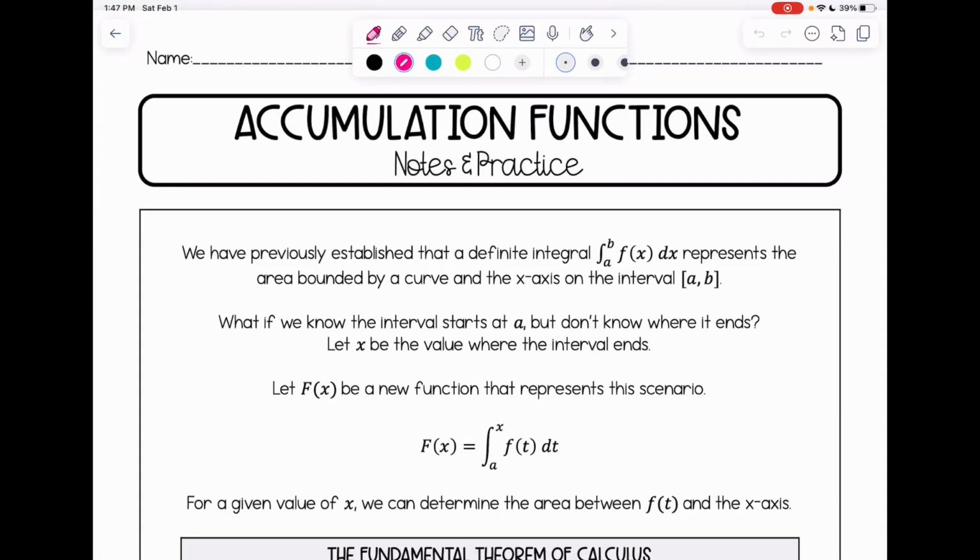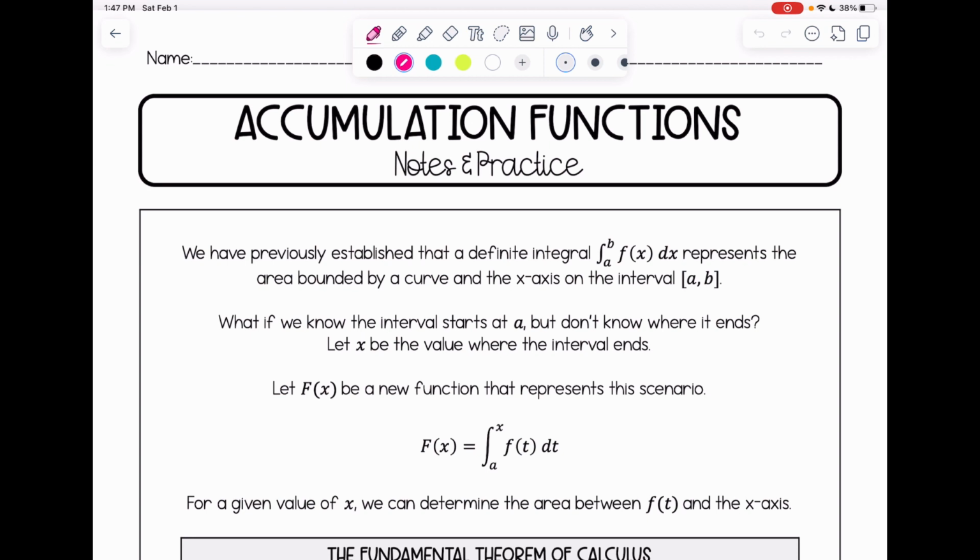In this lesson, we'll be talking about accumulation functions and one part of the Fundamental Theorem of Calculus. So we have previously established that a definite integral, so the integral from a to b of f of x dx, represents the area bounded by a curve and the x-axis on the interval a to b.